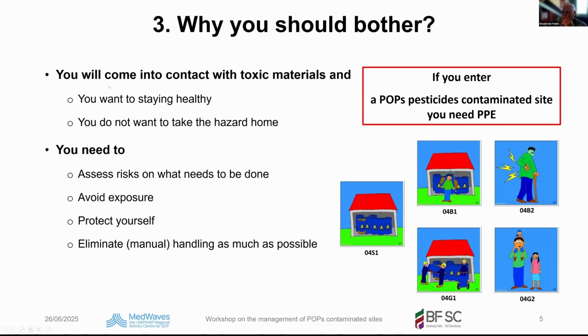Why should we bother? You will come into contact with toxic material and you want to stay healthy and you do not want to take the hazards home. And therefore you need to assess the risk on what needs to be done, avoid exposure, protect yourself, and eliminate manual handling or handling as much as possible. So if you enter a pesticide site, you need protective equipment because you have the risk of exposure. And you will see several infographics here. I use these infographics to illustrate.